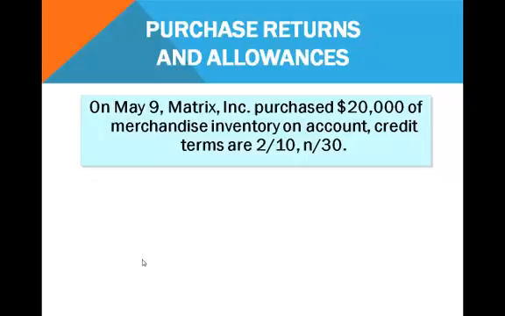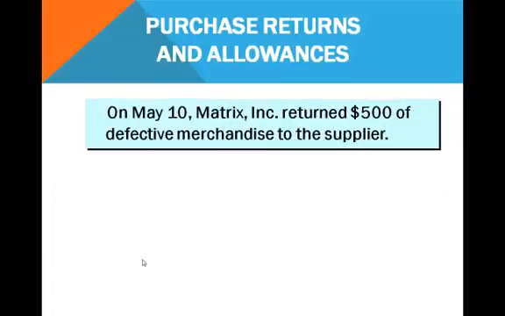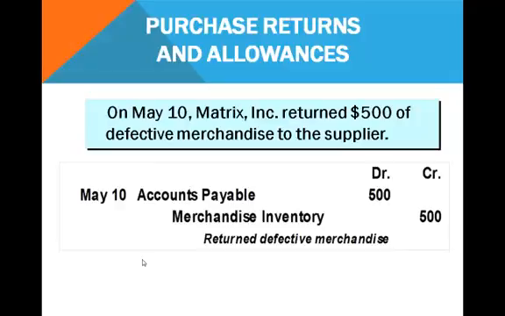On May 9th, Matrix Incorporated purchased $20,000 of merchandise inventory on credit. In this entry, we debit merchandise inventory and credit accounts payable for $20,000. So we bought some inventory on account. What would be the entry on May 10th if Matrix Incorporated returned $500 of the merchandise to the supplier? This entry includes a debit to accounts payable for $500 to reduce the liability, because we've sent back $500 worth of the merchandise, and a credit to merchandise inventory for $500 to reduce the amount of the asset, because we no longer have $500 worth of that inventory.